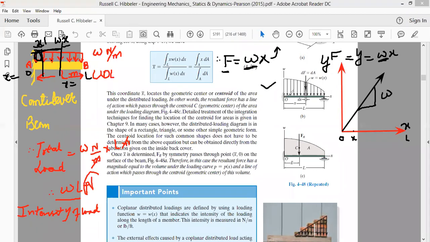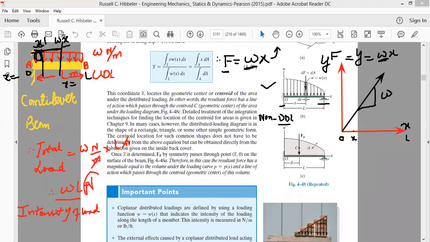The beam is subjected to a load, and at this end the intensity of the load is maximum. As we go from this end to this end, the intensity of the load keeps on decreasing. So this type of beam, we say this is non-UDL, non-uniformly distributed. The distribution of the load on the beam is not uniform. So this is a non-uniformly distributed beam.